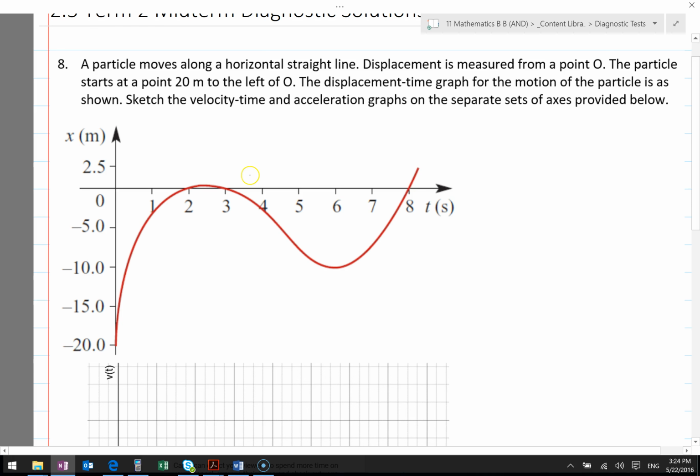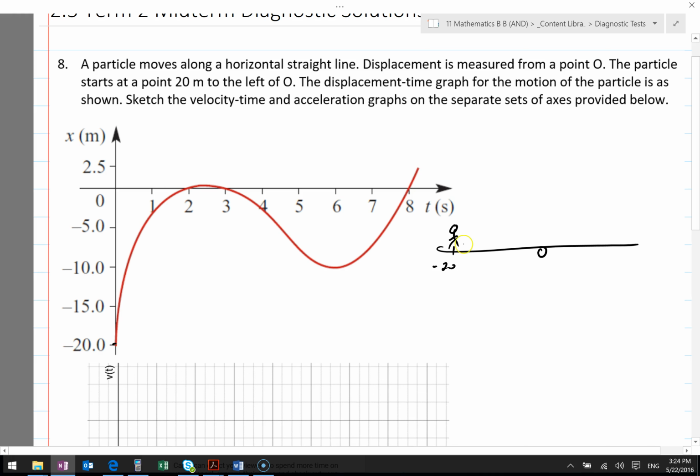All good. Alright, so we've got a particle moving along a horizontal straight line. Here's some point O. The particle starts at a point 20 meters to the left, so it starts at this point, which we're going to call negative 20. Here's my particle. Let's pretend it's a person. The displacement time graph for the motion of the particle is as shown.